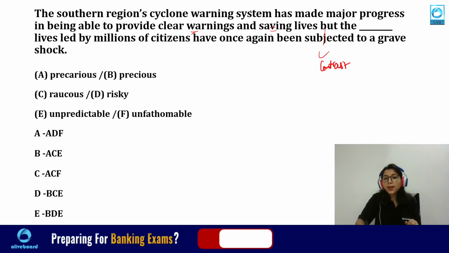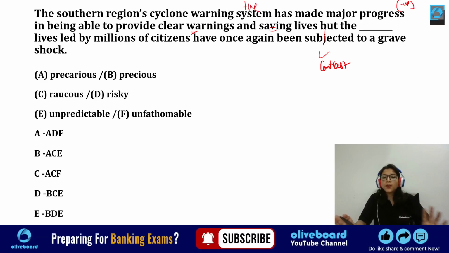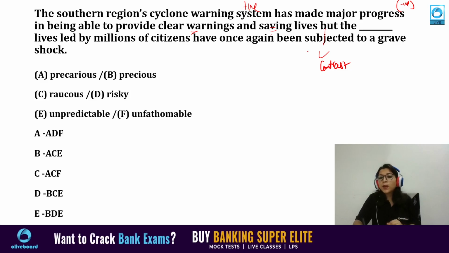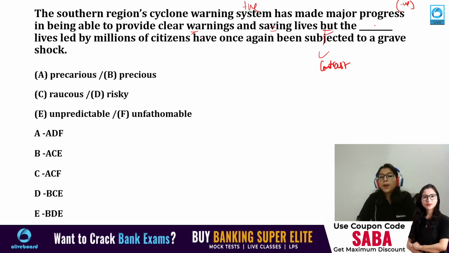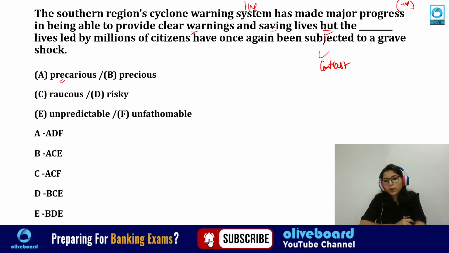Here we are talking about contrast. Till here it was positive. Now the next thing is going to be negative. ऐसे भी आप देख सकते हैं कि first part was positive, so the second part has to be negative because but conjunction is used here. But the dash lives. So can we use precious even though you do not know the meaning of precarious word?